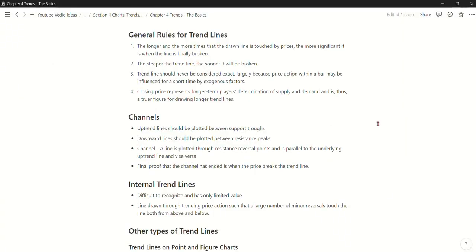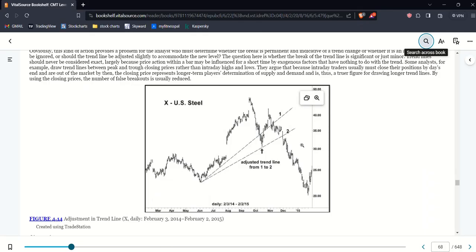General rules for trend lines. The longer and the more times that the drawn line is touched by prices, the more significant it is when the line is finally broken. The steeper the trend line, the sooner it will be broken. The trend line should never be considered exact, largely because price action within a bar may be influenced for a short time by exogenous factors. There may be intraday trading, and during intraday trading, there will be minor changes to the prices, because of which we cannot expect the trend line to be precise.